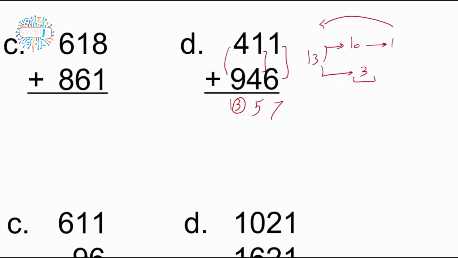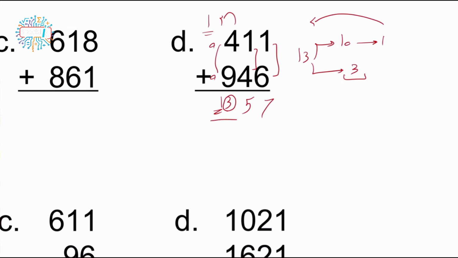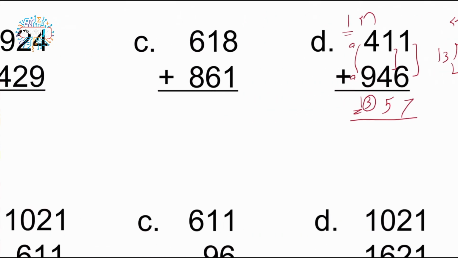3, we are going to keep that, and after that, we are going to move to the next part. For the next part, I only have 1 as a carrying number. There is no thousand part, so I'm going to keep this 1. At the end, I do have 1,357. So let's move to the next part.